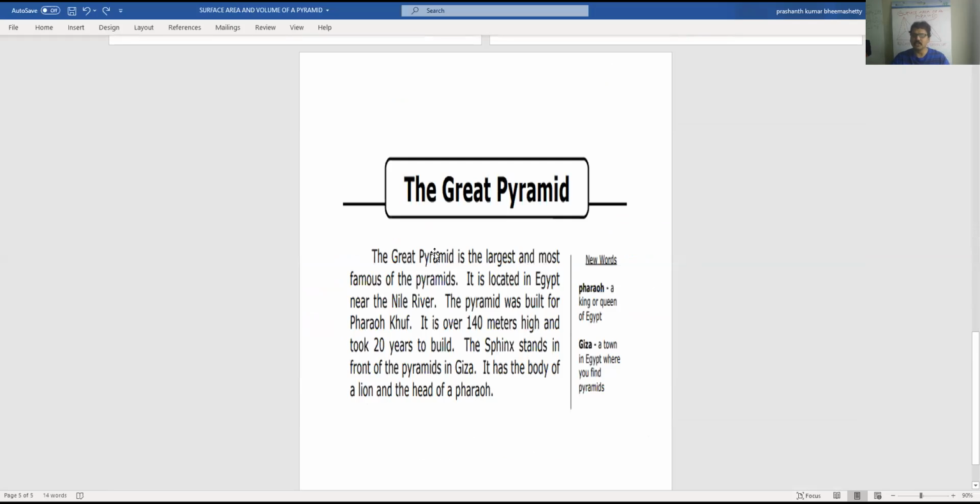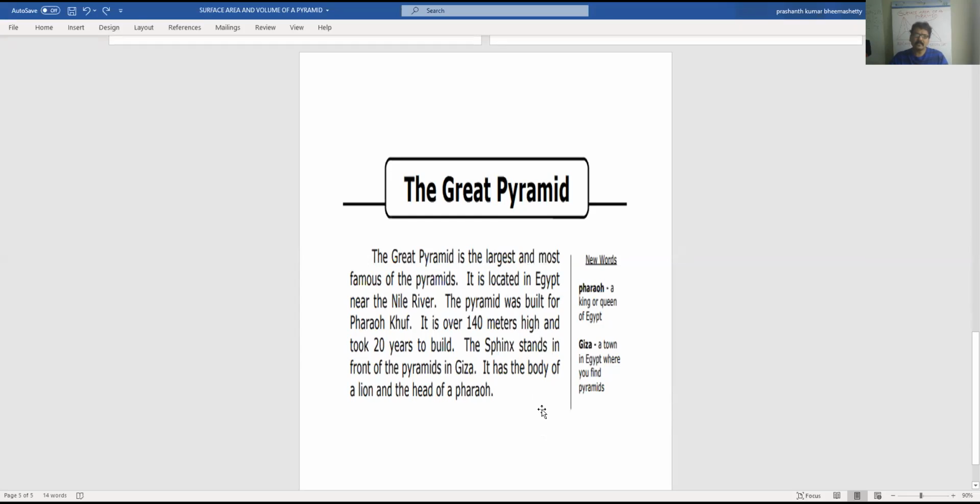We have a small history to know here. This slide says that the Great Pyramid is the largest and most famous of the pyramids. It is located in Egypt near the Nile River. We call it the gift of the Nile. The pyramid was built for Pharaoh Khufu, so we call it the Khufu pyramid. It is over 140 meters high and took 20 years to build. It's quite a long time, right? 20 years, and 140 meters high.